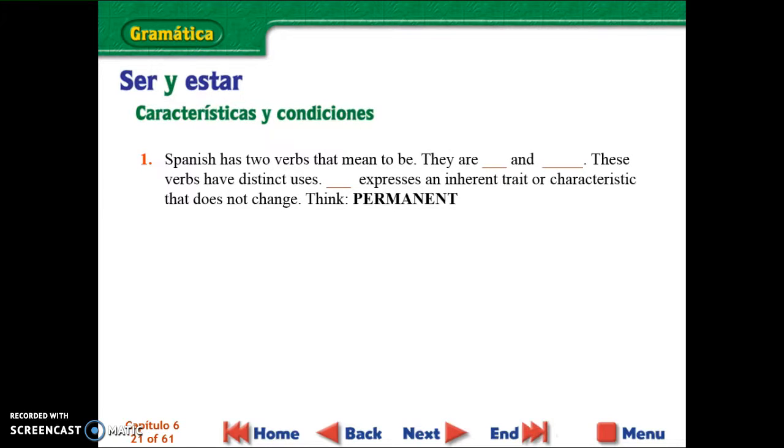So Spanish has two verbs that mean to be, which we just talked about. They are ser and estar. As of right now, we've been using more of ser than estar, but that will change. These verbs definitely have distinct uses. Ser expresses an inherent trait or characteristic that does not change. So the word I want you to think about is permanent. When you think about using the verb ser, think, is this a permanent thing that's going on?